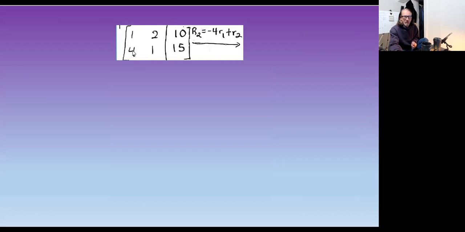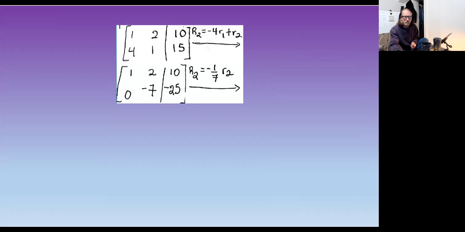-4 plus 4 is going to give me 0. -4 times 2 is -8. -8 plus 1 is going to give me -7. And then -4 times 10 is -40. -40 plus 15 is going to give me -25. So here's the first result. Now I've got a unit column in the first column.